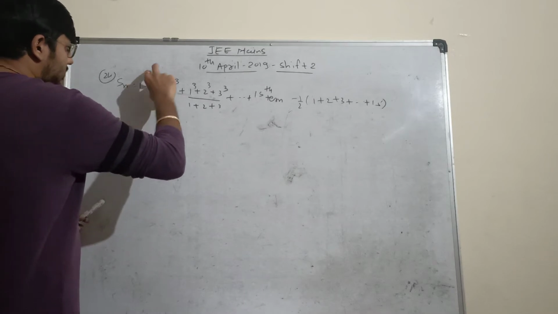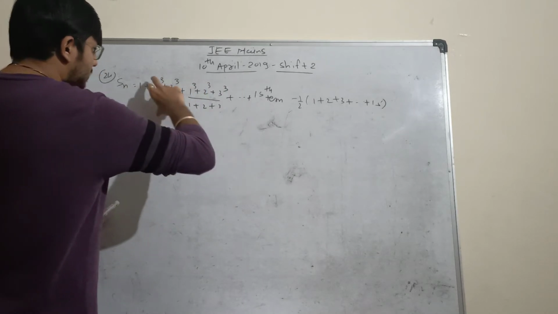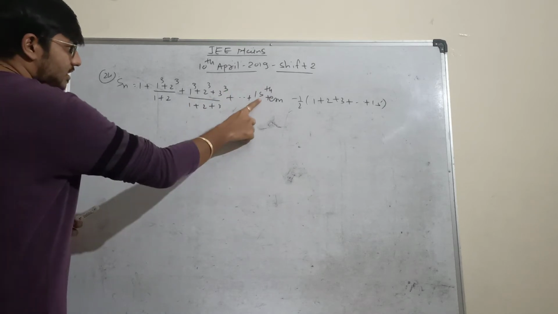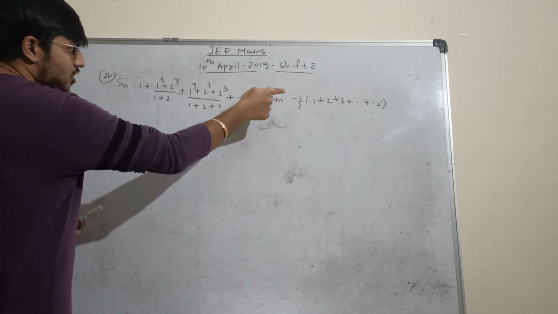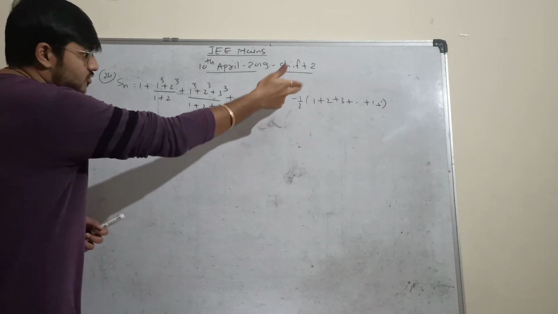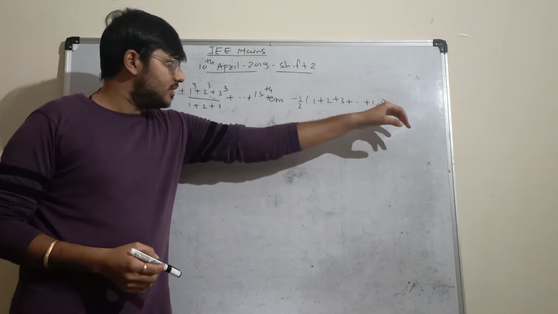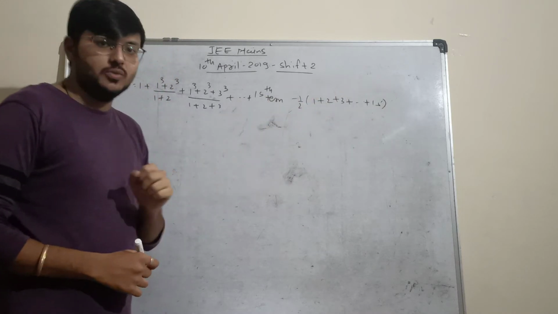So this first 1 plus 1 cube plus 2 cube dot up to 15 terms, right? So the final term will be (1 cube plus 2 cube plus 3 cube dot up to 15 cube) by (1 plus 2 plus 3 dot up to 15), right? And minus (1 plus 2 plus 3 plus dot up to 15) by 2, that we want to find out.